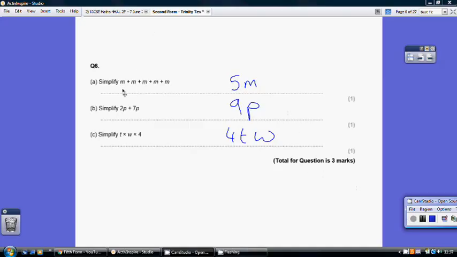Question 6. So gathering up our m's, 1, 2, 3, 4, 5 m's, so that's 5m. Part B, 2p plus 7p is just 9p.